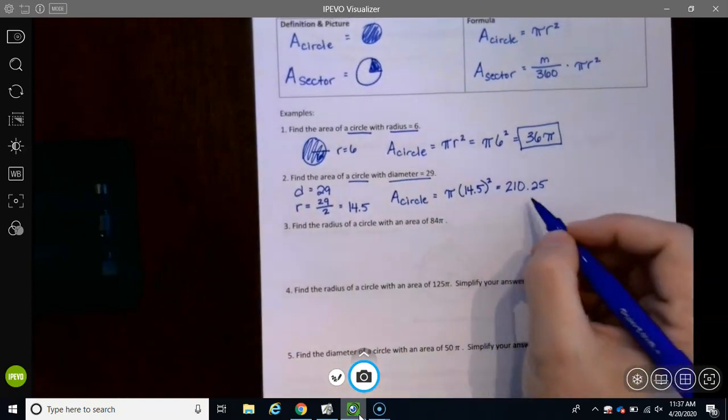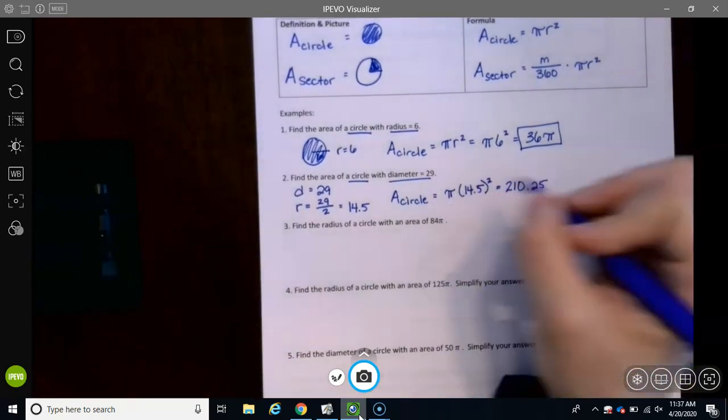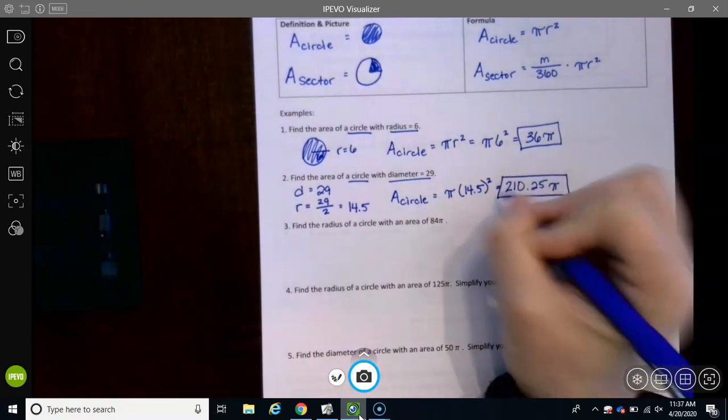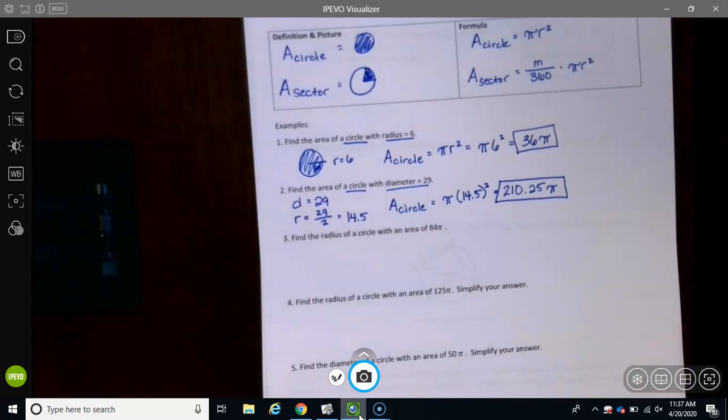So 14.5 squared got us 210.25, and then we still have the pi with it. Do not forget about having the pi in your answer, because your answer is wrong if you just have 210.25. It has to be 210.25 pi.